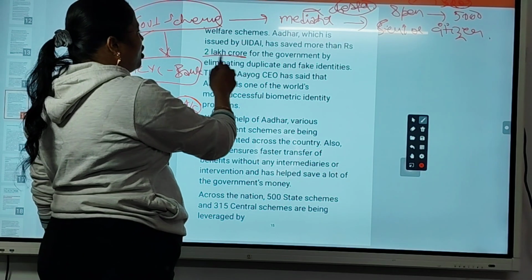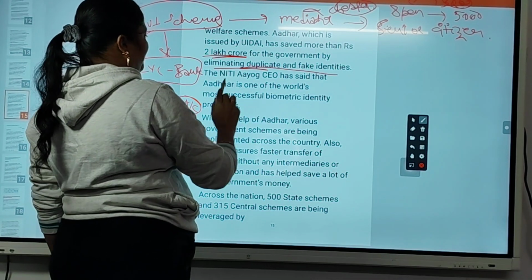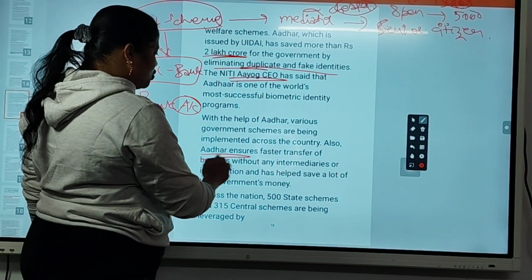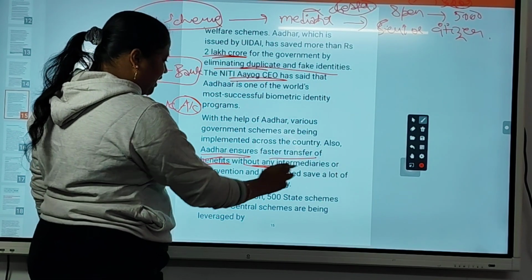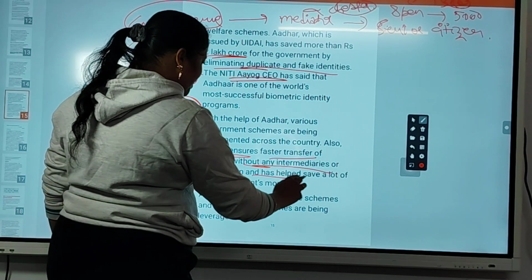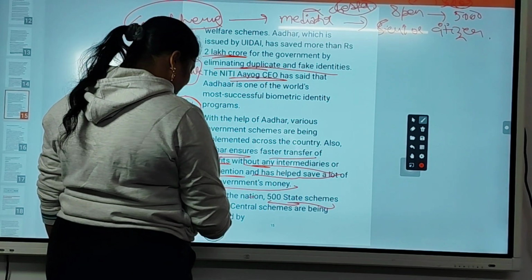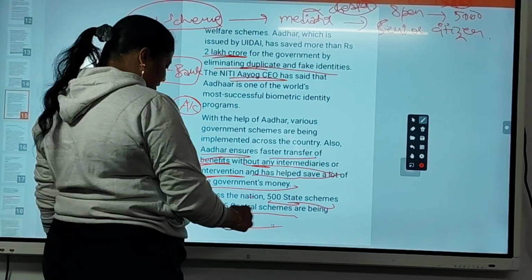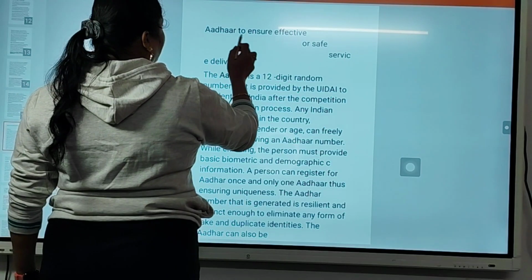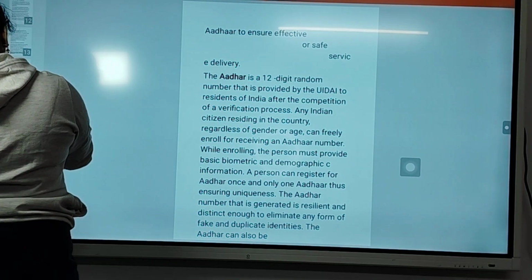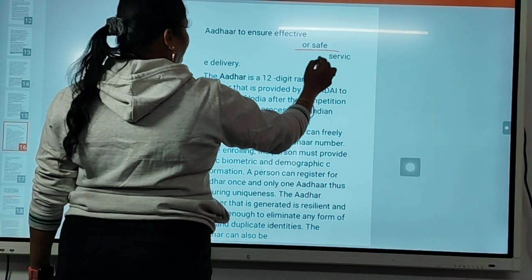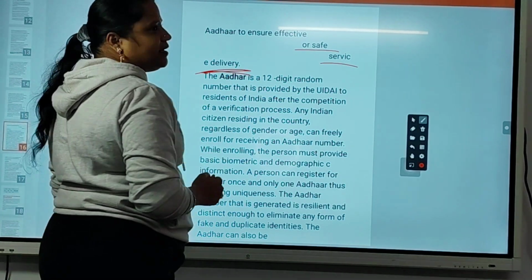Okay. So for the government, it eliminates duplicate and fake identities. Aadhaar ensures faster transfer of benefits without any intermediaries or intervention. It helps save a lot of government money. Across the nation, 500 state schemes and 315 central schemes are being leveraged by Aadhaar to ensure effective and safe service delivery. So what is Aadhaar?